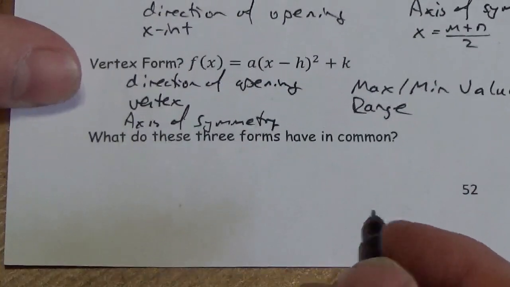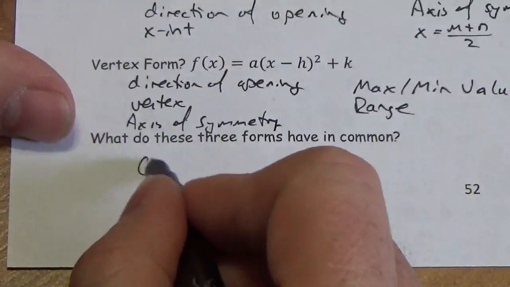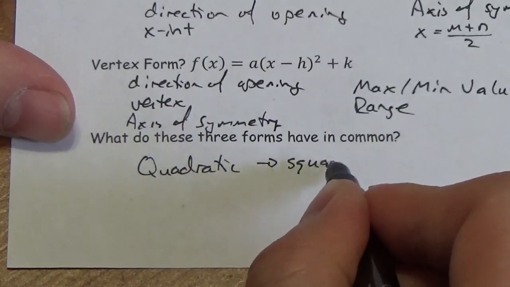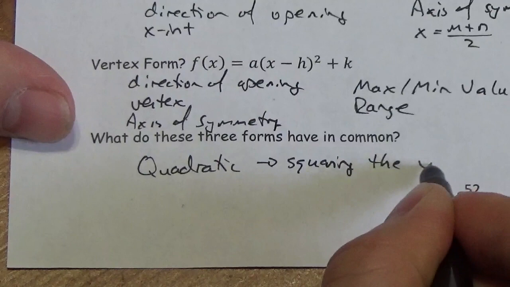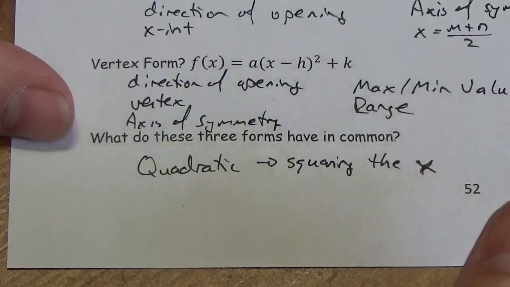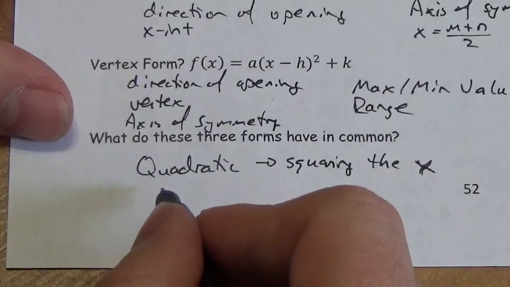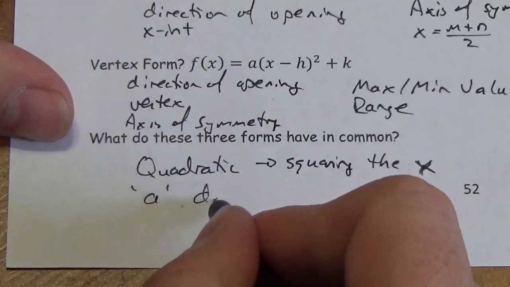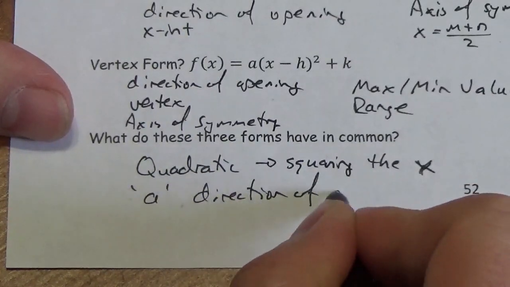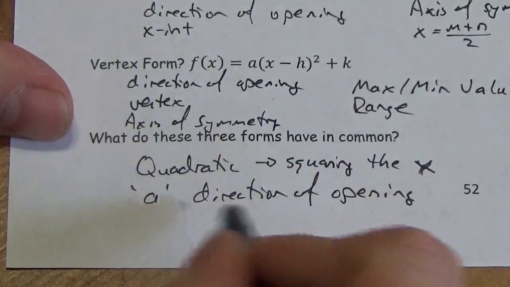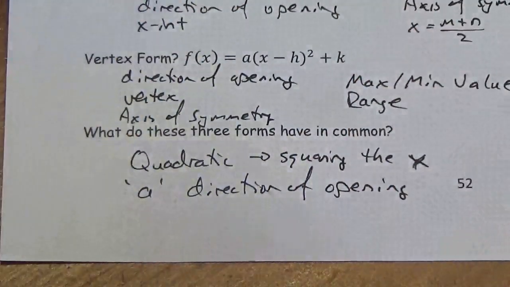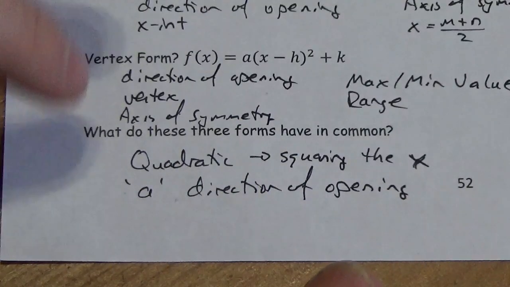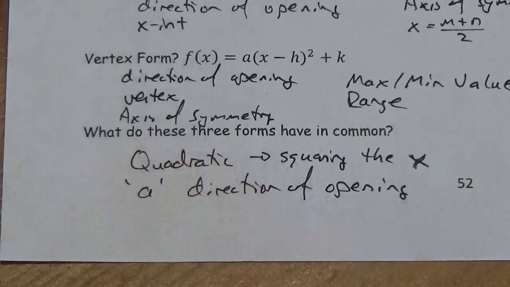So now, what do these three have in common? Well, what they have in common is they're all quadratic, which basically means I'm squaring the x. There's a little bit more to it than that, but yeah, I'm squaring the x here. We also know in every case here, we know the a, which means we know the direction of opening. Now, as you play with this a little bit, you're going to see that this also determines how wide or how narrow the parabola is. But for right now, just the direction of opening is all we really need from it. That's what I can tell from each one without having to do much thought.